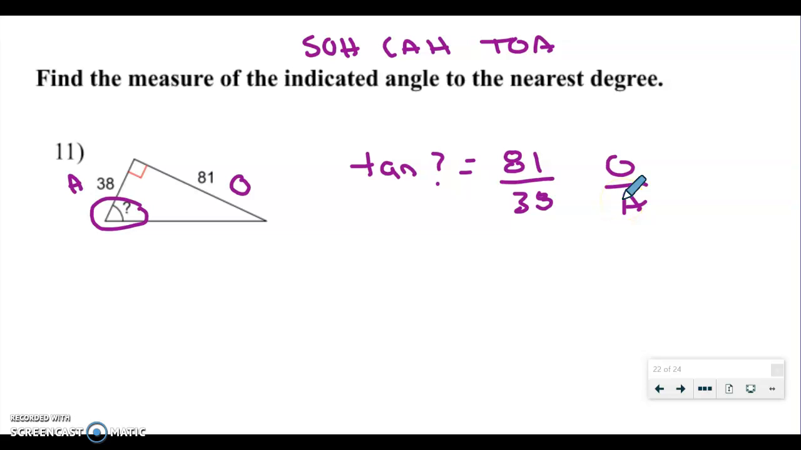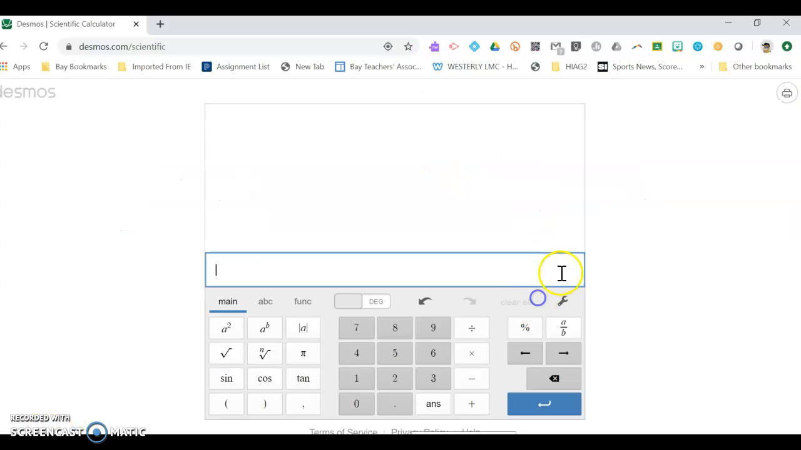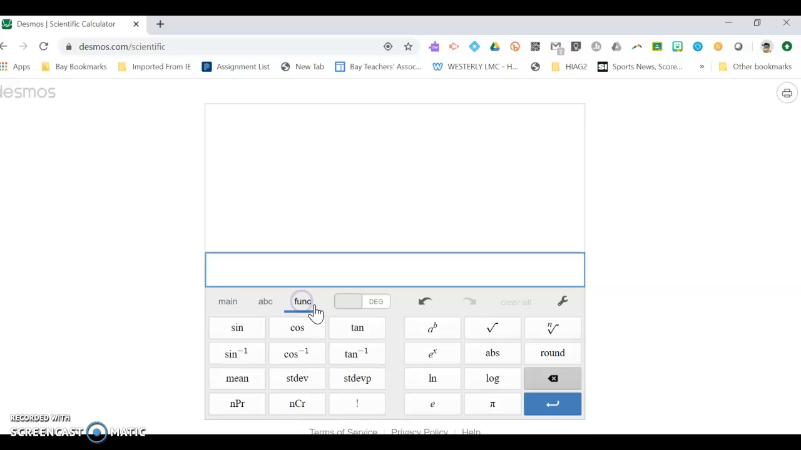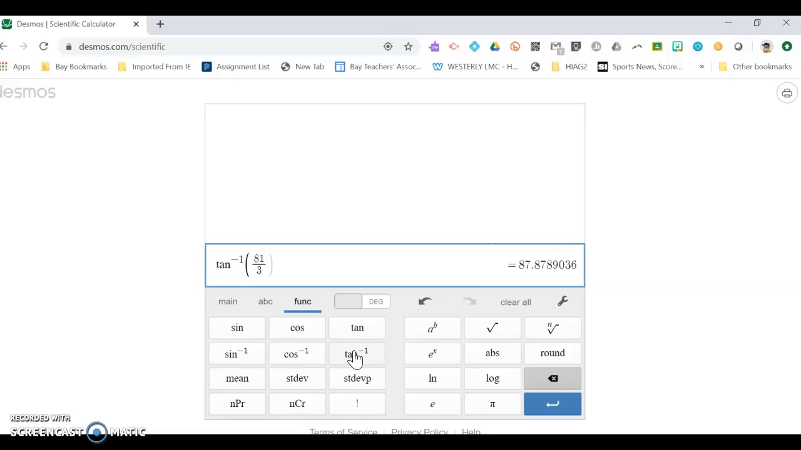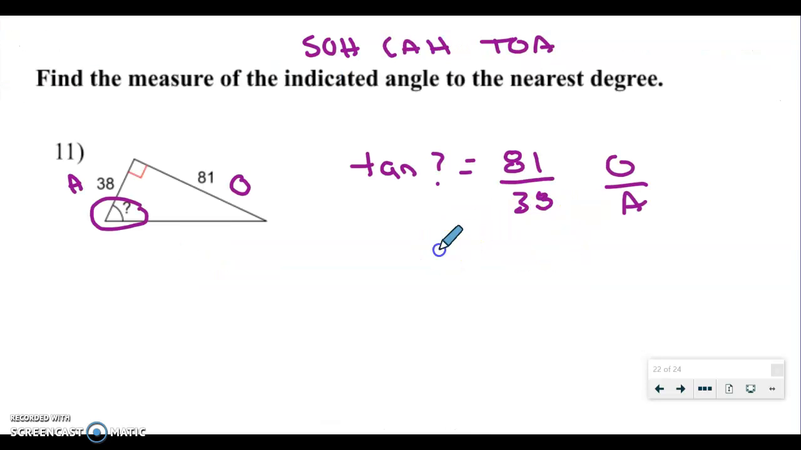So what I'm going to do is I'm going to put this into my calculator. So I'm going to clear, and I'm going to be going to my function, and because we were dealing with tangent, I'm going to do tan -1. We will always be using the -1 to find the missing angle measures, and I'm just going to put 81 divided by 38. So what I find is that that angle is about 65 degrees. This angle is 65 degrees.